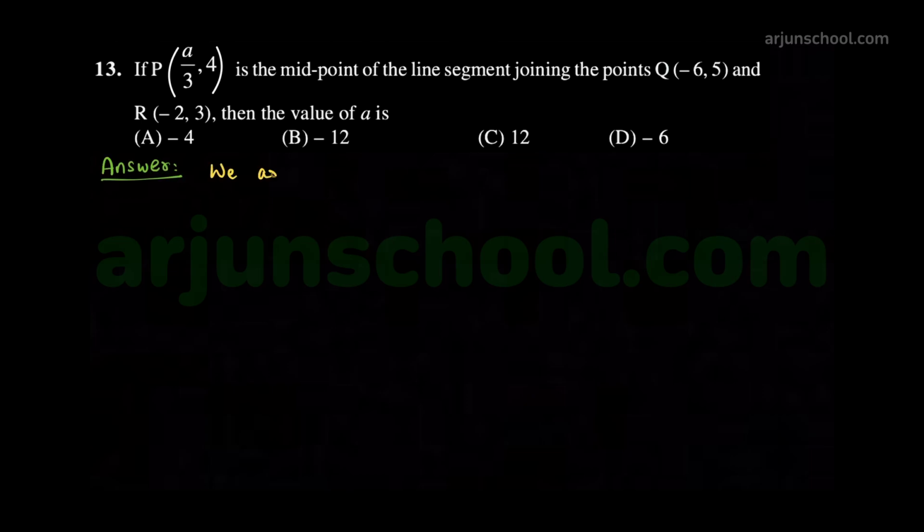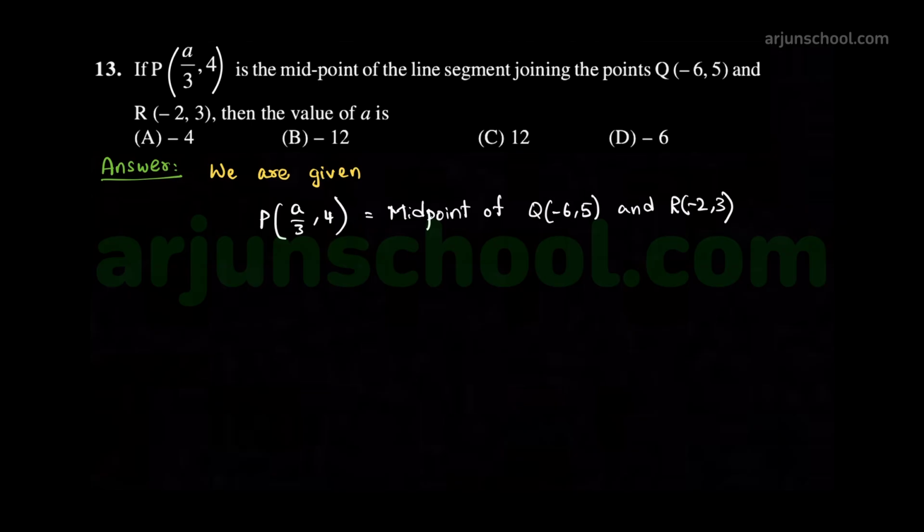Let us find the answer. We are given that point P(a/3, 4) is equal to the midpoint of Q(-6, 5) and R(-2, 3). Let us consider Q as (x1, y1) and R as (x2, y2).